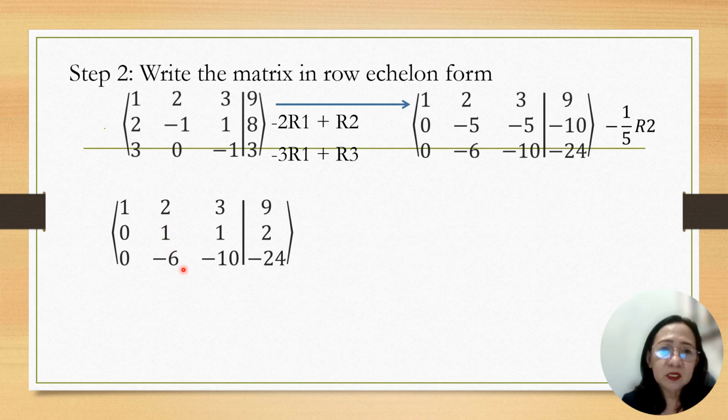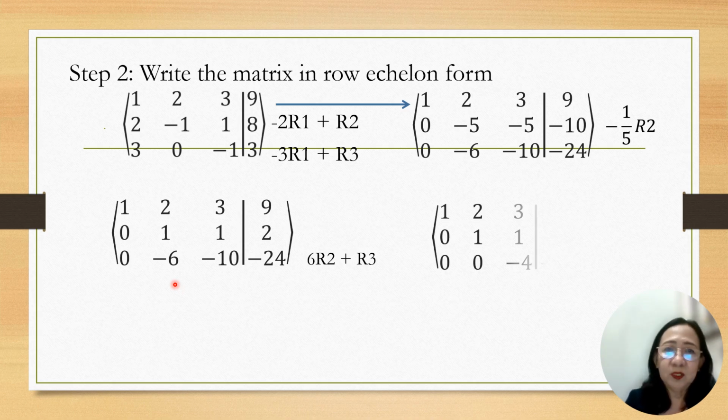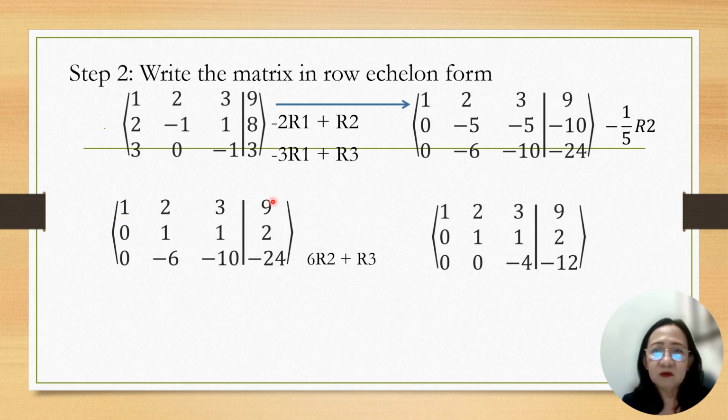So our concern is to make this negative 6 into 0. So what operation are we going to do? Multiply by its opposite, which is now 6. Then let us use our second row. So multiply 6 to the second row and add to the third row. So what will be the result? Let us copy the first row, copy the second row, and now proceed to the operation.